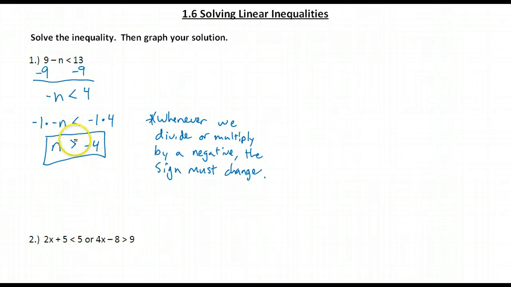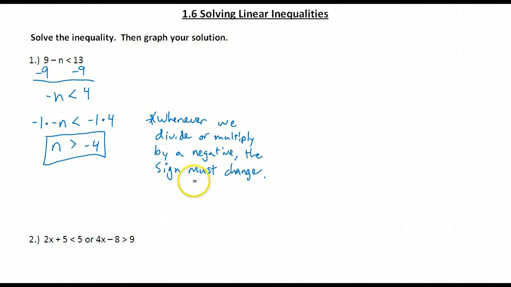The reason we have to switch this sign has to do with this statement right here. If the opposite of n is less than 4, then the opposite of n has to be positive n, and the opposite of 4 has to be -4, and the opposite of less than is greater than. So if we're going to switch all of these to their opposites, we have to switch our signs also. So my final answer is n is greater than -4.